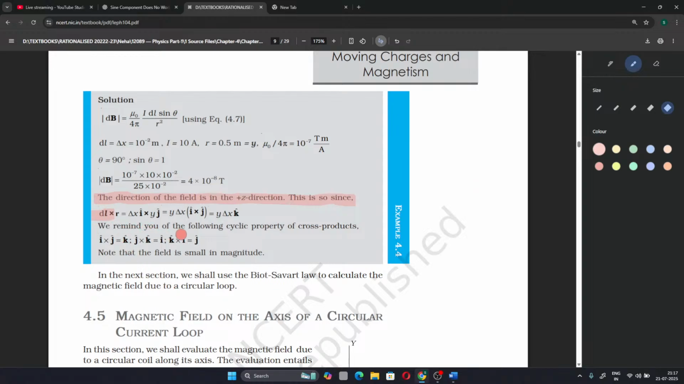We remind the following cyclic properties of cross product, where i cap times j cap is k cap, j cap times k cap is i cap, and k cap times i cap is j cap. Where i cap times i cap, or j cap times j cap, or k cap times k cap will always be 0, because sin 0 will be 0. And this field is in small magnitude. It's in 10 power minus 8 Tesla, or 40 nanotesla.